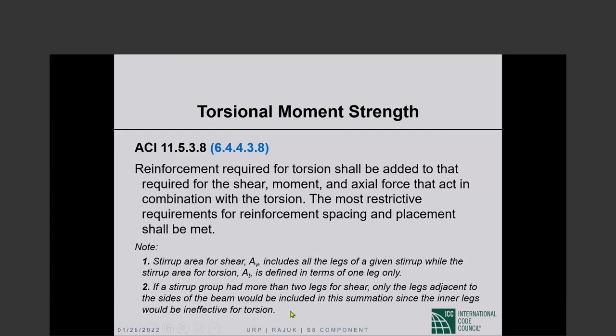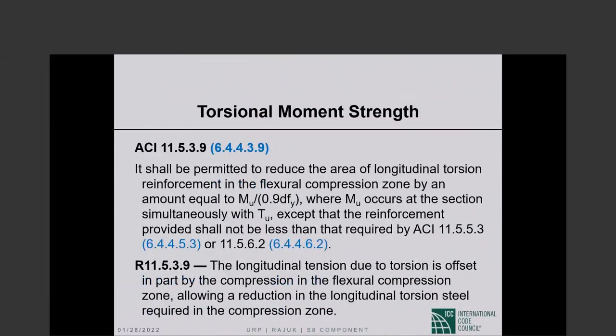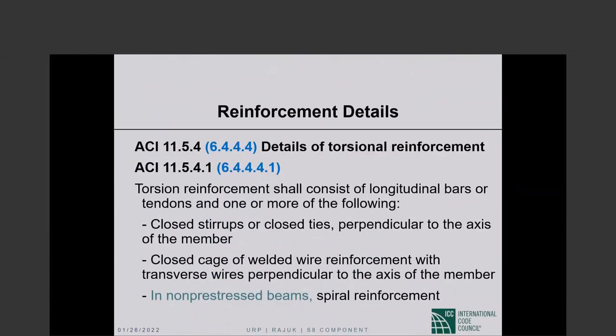If a stirrup group had more than 2 legs per shear, only the legs adjacent to the sides of the beam would be included in the summation, since the inner legs would be ineffective for torsion. Okay, so both of those notes are pretty important. I think I'm tempted to skip this. These are a little bit detailed requirements that I don't know are all that important. I'll let you read them.